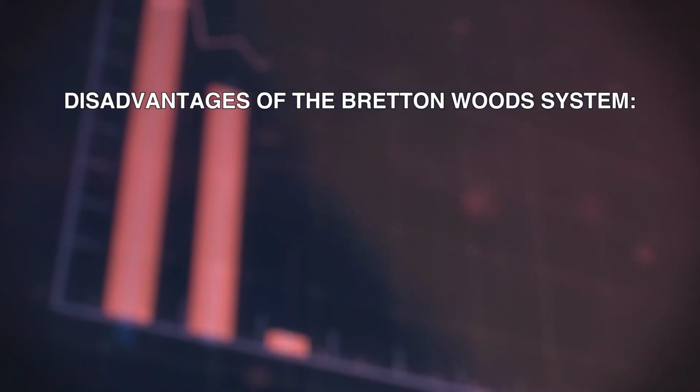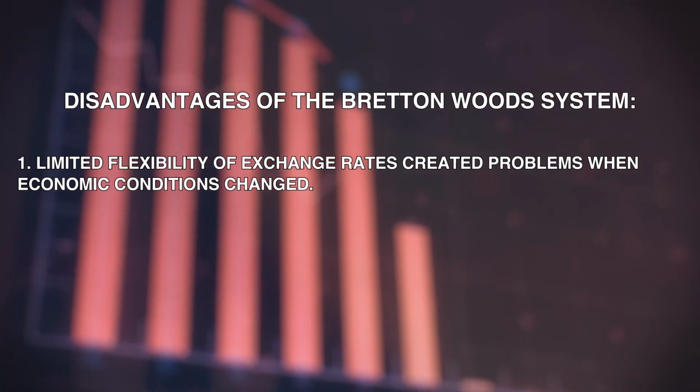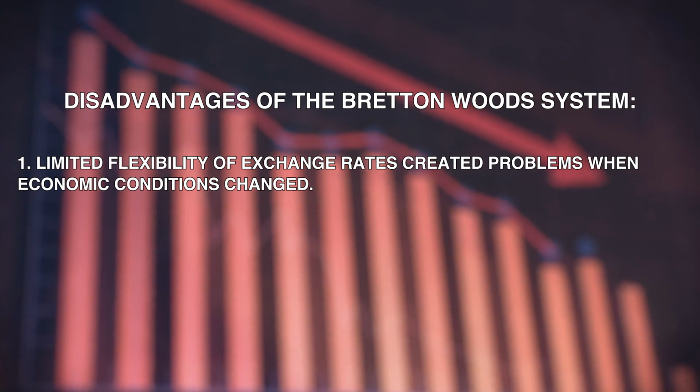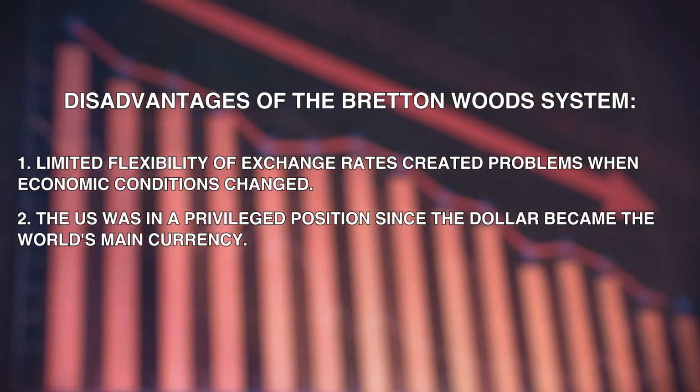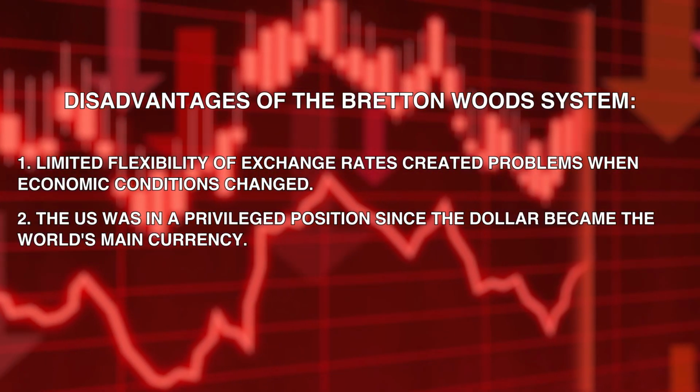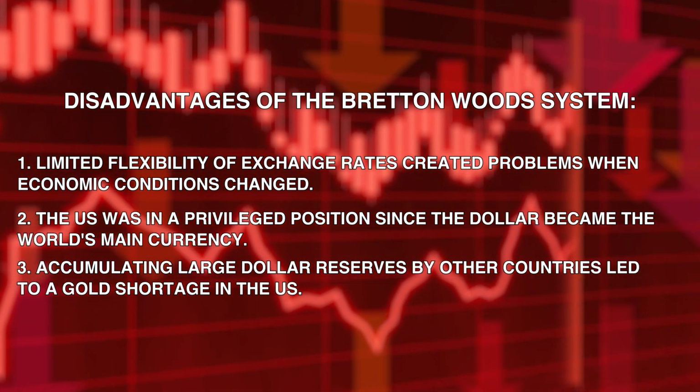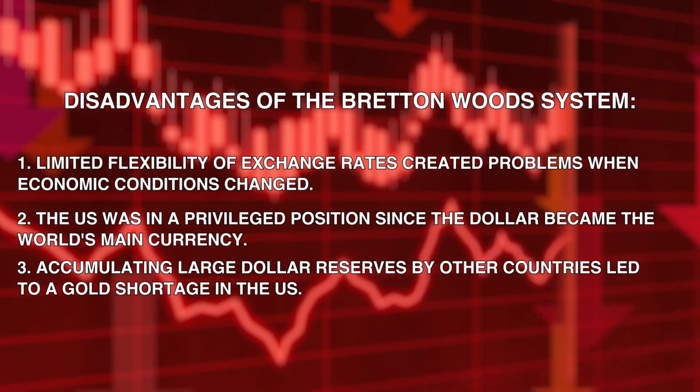Disadvantages of the Bretton Woods system. 1. Limited flexibility of exchange rates created problems when economic conditions changed. 2. The US was in a privileged position since the dollar became the world's main currency. 3. Accumulating large dollar reserves by other countries led to a gold shortage in the US.